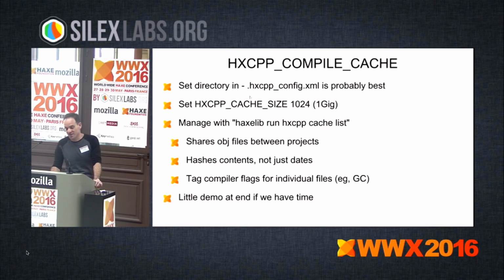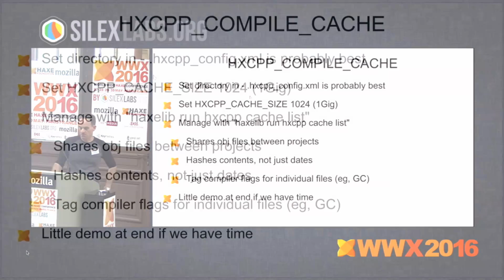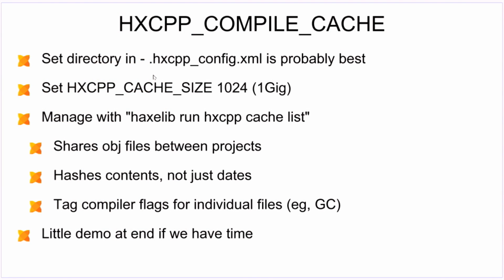The CPP compile cache, you can opt into it by setting this configuration variable for Hxcpp to use. Your Hxcpp config XML is probably the best place to set it. You point it at a directory, and then the CPP compiler will use your cache. Currently, its default size is 1 gigabyte, but you can change that. I haven't got a good feeling for what size it should be yet. Maybe more. I'd also recommend sticking it on a solid-state drive with a little bit of area there for it, just to make sure everything runs nice and fast.